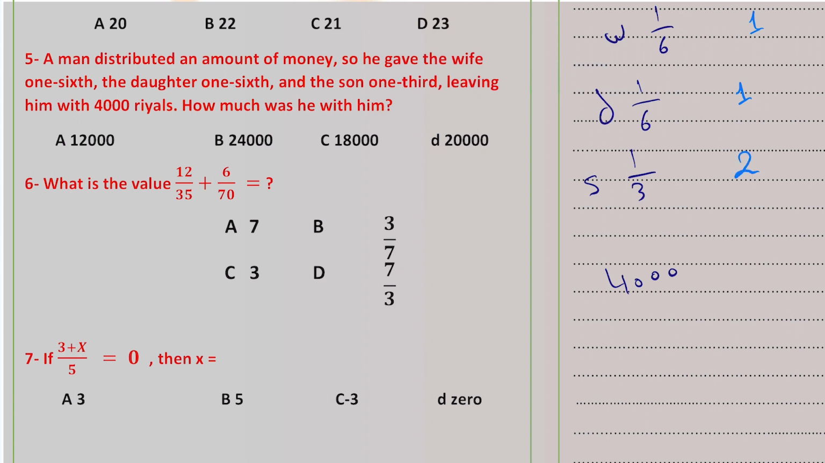How many shares have been given? 1 and 1, 2 and 2, 4. Out of 6 shares, it will leave 2 shares. If the 2 shares equal 4,000, then 1 share equals 2,000. Okay? So now how many shares do we have? 6. 6 multiplied by 2,000, the total amount is 12,000.